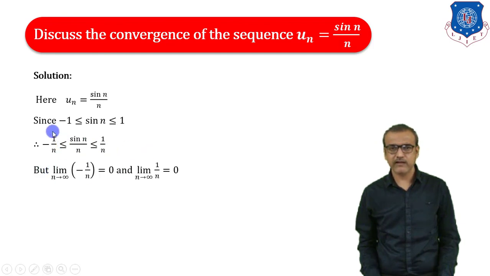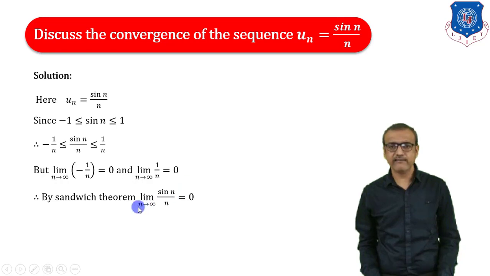But limit n tends to infinity of minus 1 upon n is 0, as n tends to infinity 1 upon n tends to 0, and limit n tends to infinity of 1 upon n is again 0. So we have limit of minus 1 upon n equals 0 and limit of 1 upon n equals 0. So by the Sandwich theorem we can say that limit n tends to infinity sin n upon n equals 0.